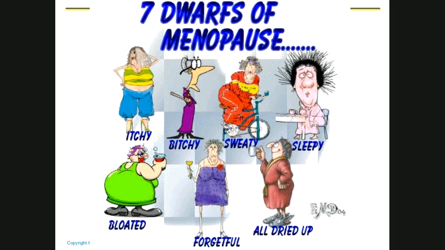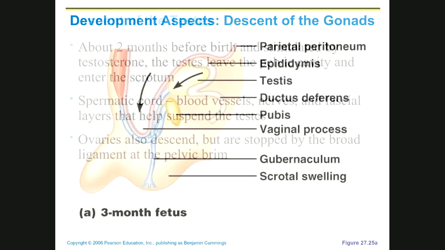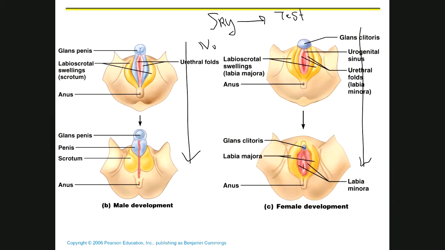Any questions? So can everybody see how we get from this to this in the male and this to this in the female? And understand the steps and why this SRY gene is what's responsible, but it works through the testosterone. And then if you have no SRY gene, you have no testosterone.